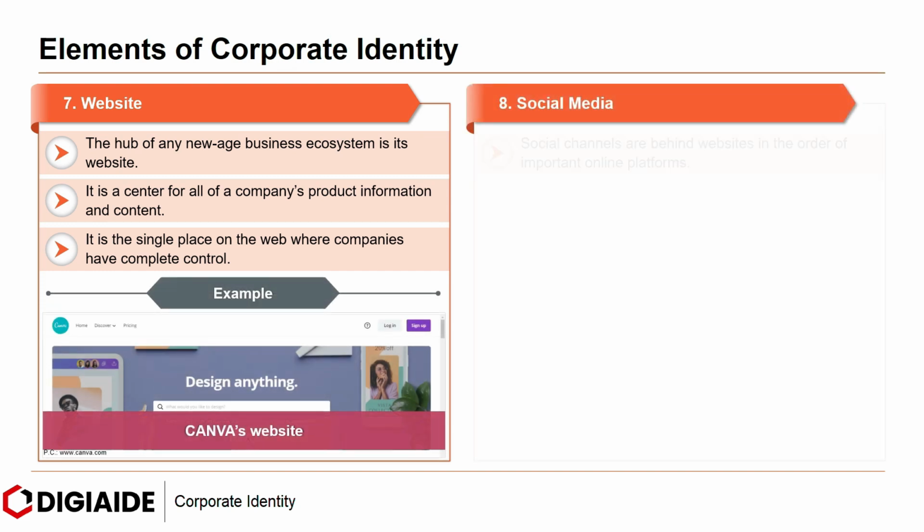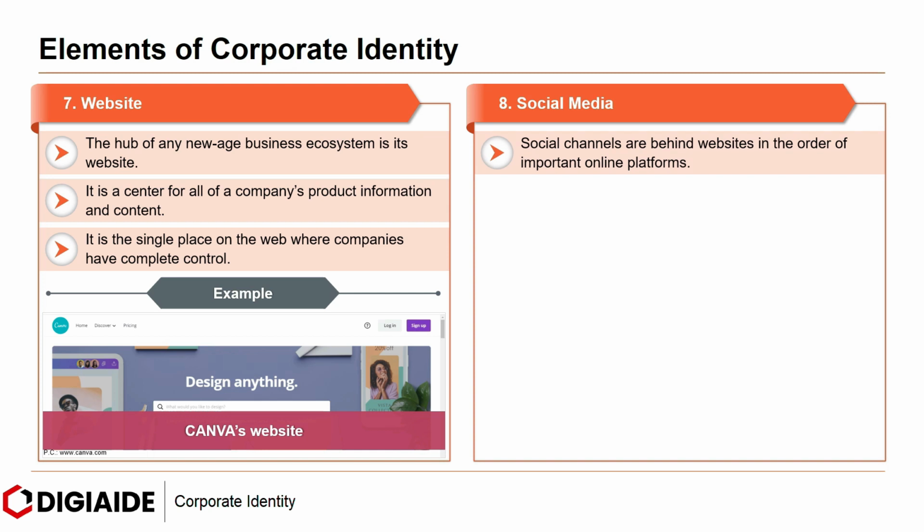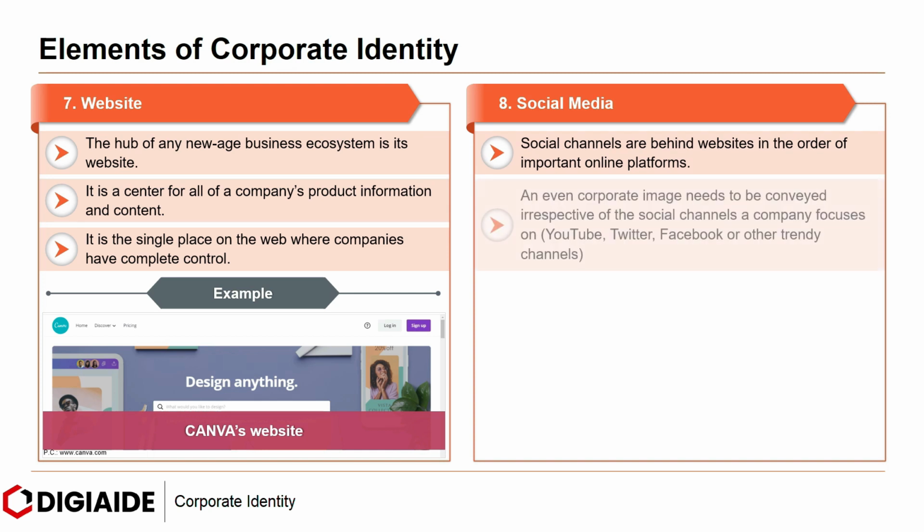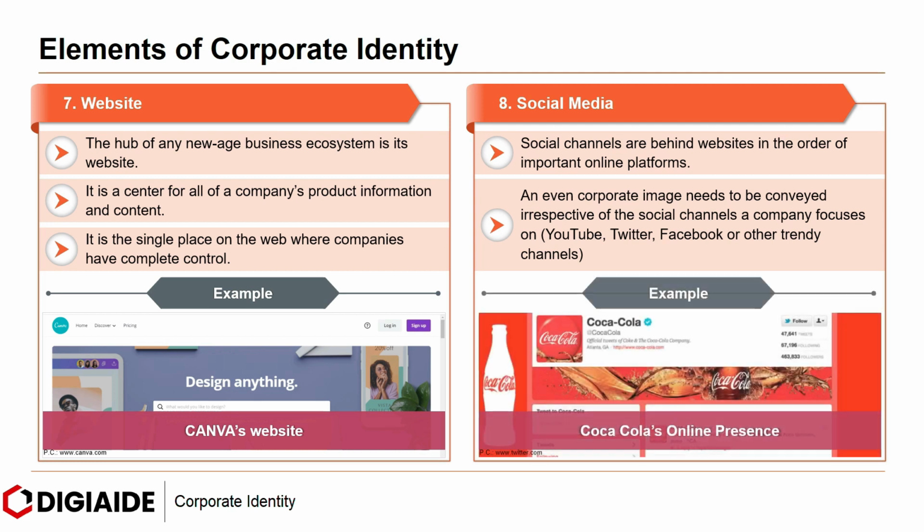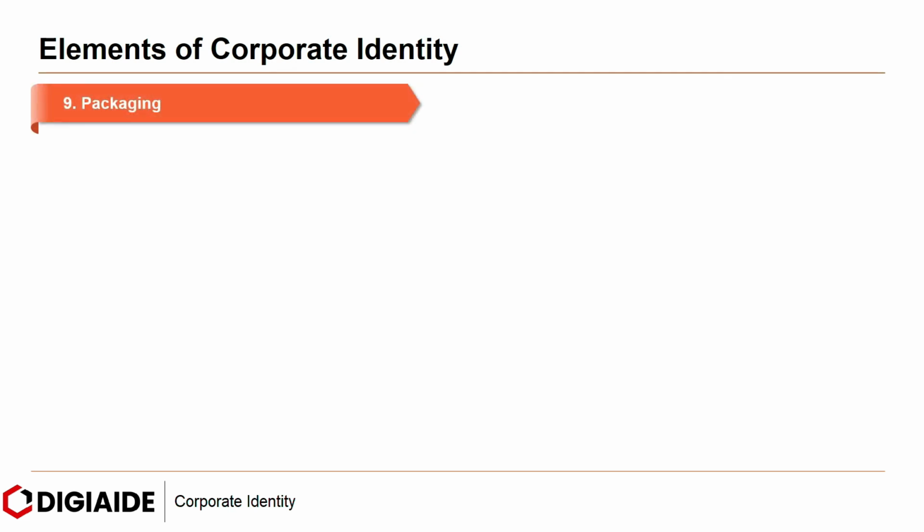Next, social media. Social media channels are behind websites in order of important online platforms. And even corporate events need to be conveyed, irrespective of the social channel a company focuses on, whether it's YouTube, Twitter, Facebook, or any other trendy channel. Example: Coca-Cola's online presence.